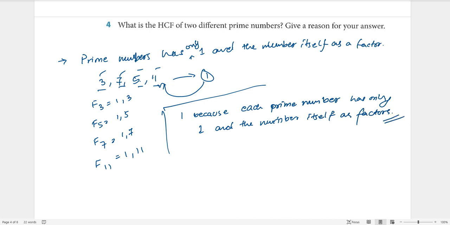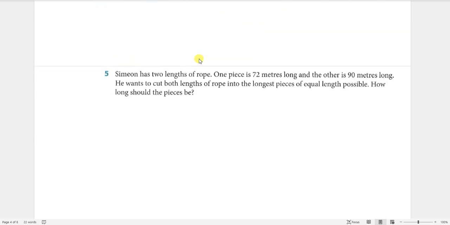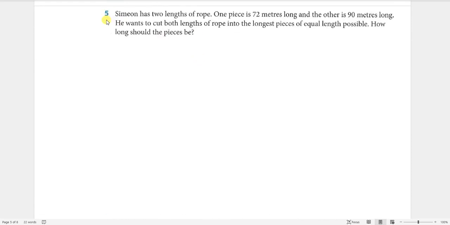Okay, kind of question 4. Moving to question 5. These are challenging questions from the textbook. Let's begin. Simon has 2 lengths of rope. One piece is 72 meters long and the other is 90 meters long. He wants to cut both lengths of rope into the longest pieces of equal length possible. How long should the pieces be?